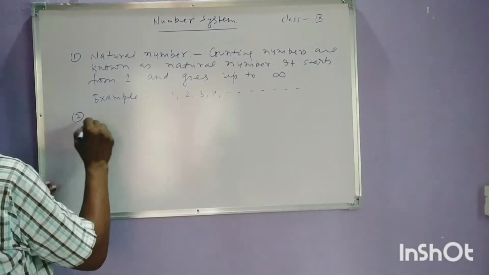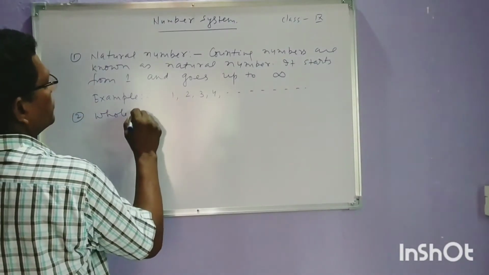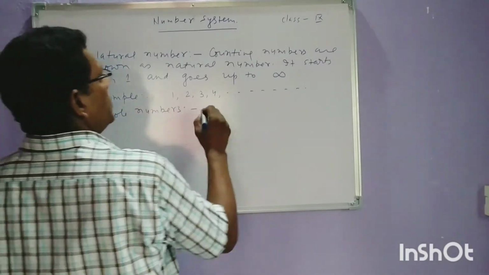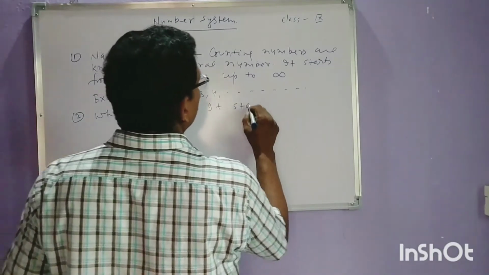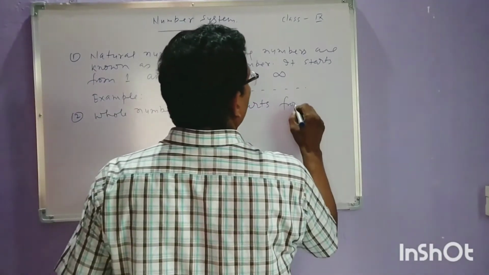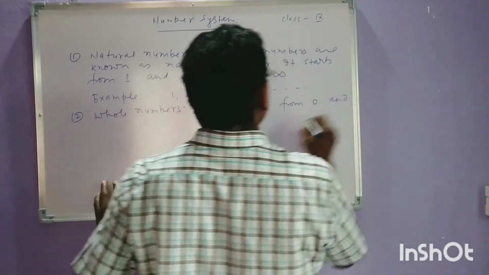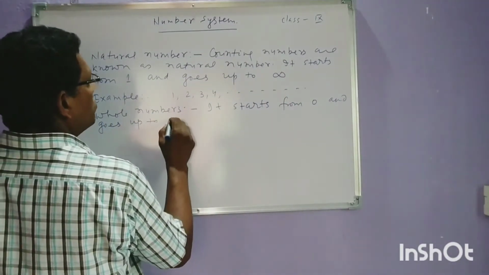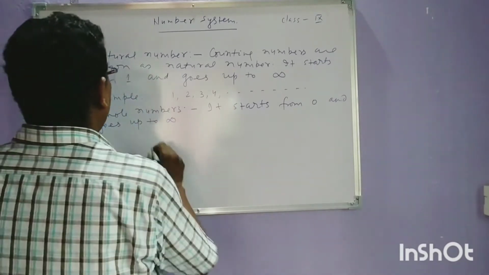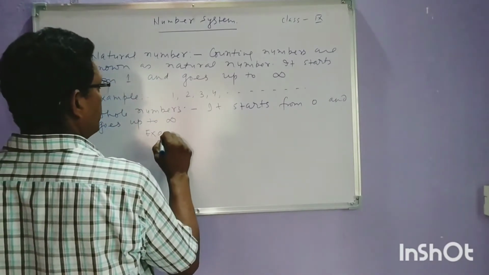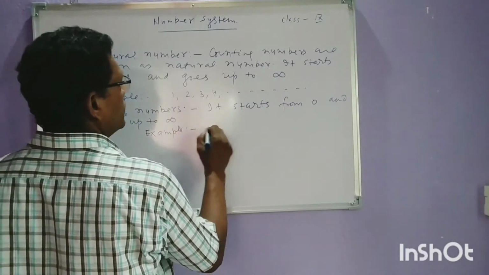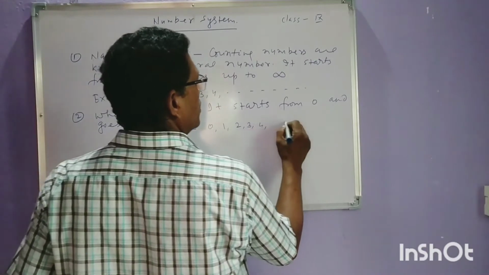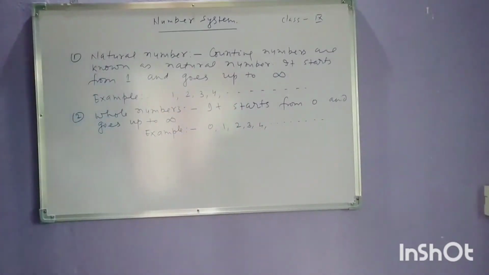Next is whole number. It starts from 0 and goes up to infinity. Example: 0, 1, 2, 3, 4 and so on.